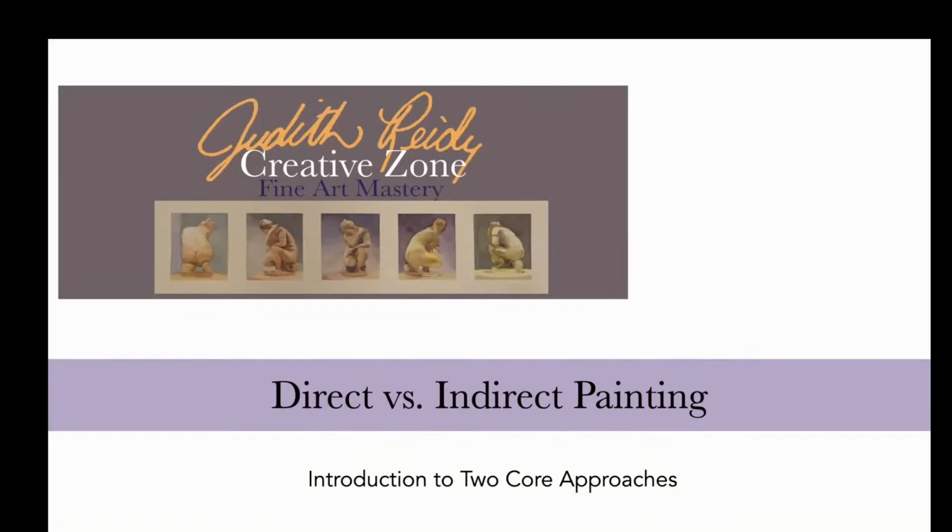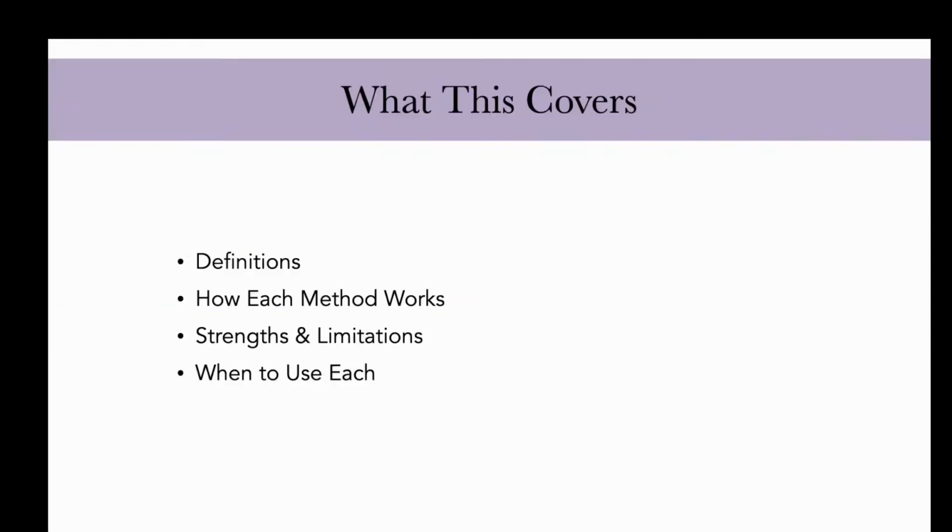Direct and indirect painting are two foundational approaches to building a picture. Direct painting works wet into wet, solving drawing, value, color, and edges on the surface as you go. Indirect painting builds the image in stages, drawing or underpainting first, then color through layers. In this introduction, you'll hear plain definitions, how each method typically flows, their strengths and limitations, and when each shines. Details and demos will follow in a later session.